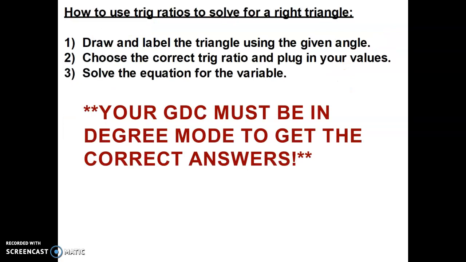Okay, pause your video here and write these steps down. And it's very important to notice that your graphing calculator must be in degree mode to get the right answer. So pause the video and write that.